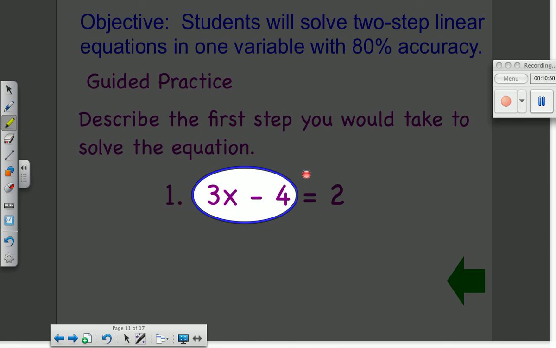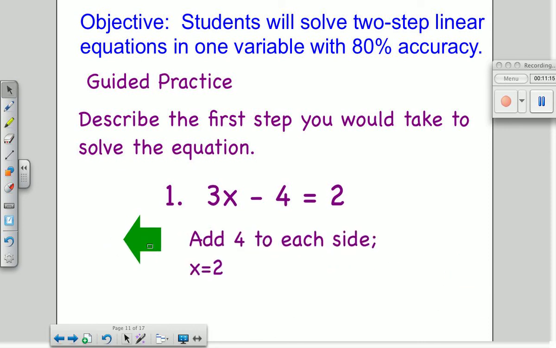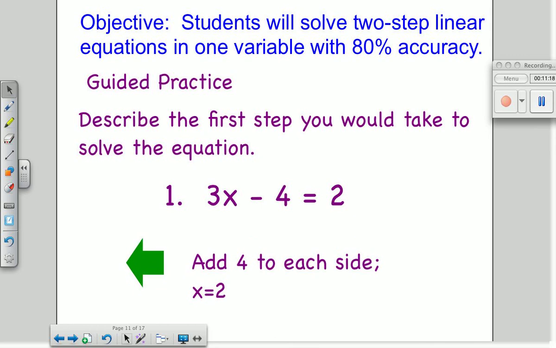So we have two operations, multiplication and subtraction. What do we take care of first? The subtraction. What's the inverse of subtraction? Addition. So we're going to add 4 to both sides first. Okay? Add 4 to each side. So we add 4 here, then we add 4 here.